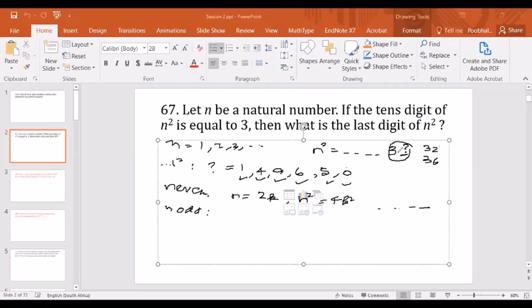So in other words, if n is even, the question mark is one of these 2 numbers, but 2 is not among the possible last digits. The only number here is 6. So the answer is 6, provided n is even. So the last digit of n squared is 6 if n is even. So let's just put that down. If n is even, the answer is 6.